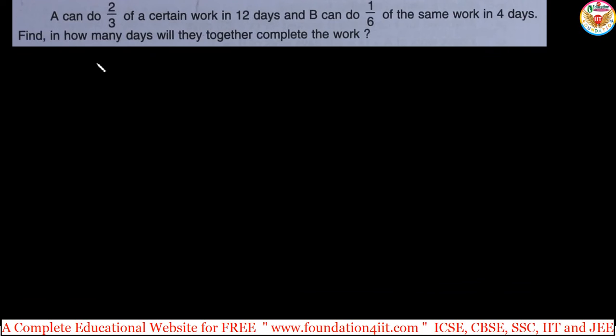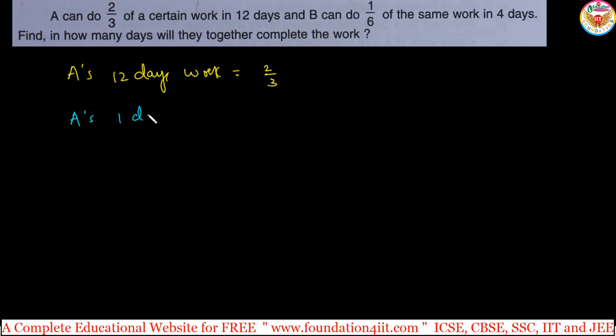Right. So in this problem, A can do 2 by 3 of a certain work in 12 days. And B can do 1 by 6 of the same work in 4 days. Find how many days they will take to complete the work together. Since A's 12 days work capacity is given, A's 12 days work is equal to 2 by 3. That means we can find A's 1 day work.